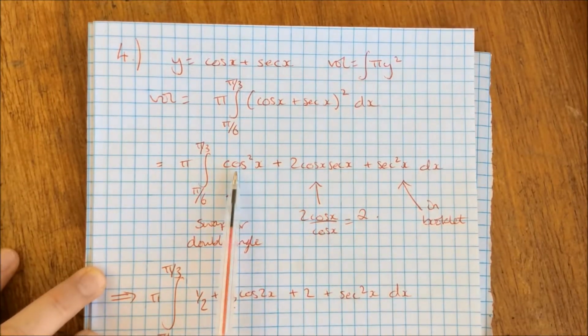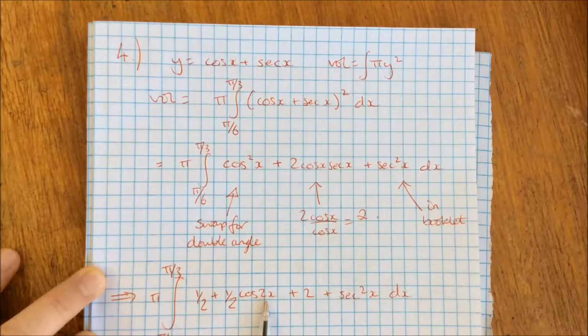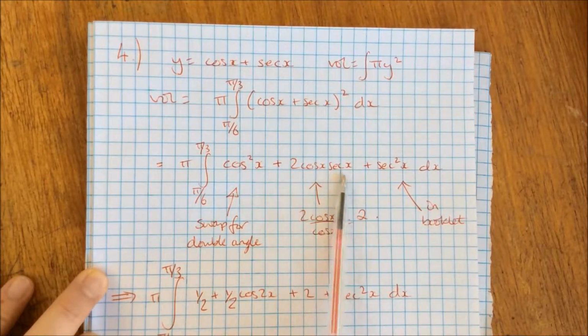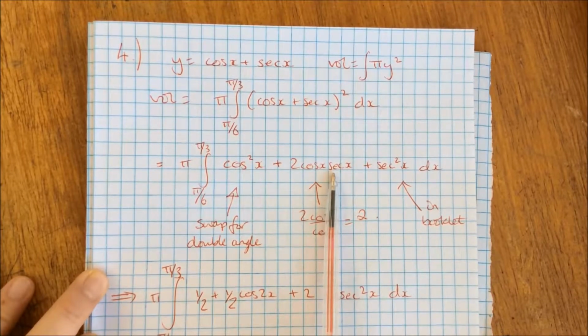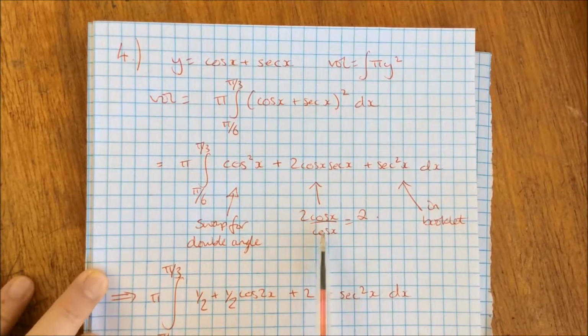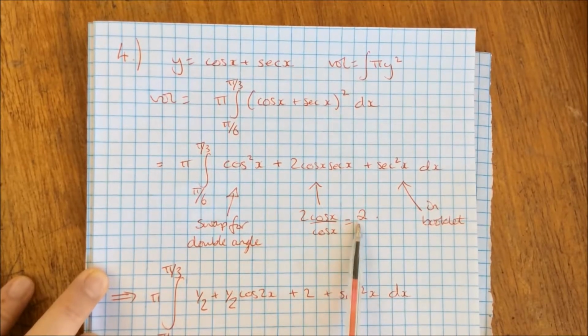Right. Integrating cos squared x, we're going to swap it for a double angle. Half plus half cos 2x, no problem there. This was the tricky bit you had to spot. Don't forget, sec x is just 1 over cos. So effectively, that's 2 cos x over cos x. The cosines cancel, and that just leaves a cheeky 2, which a lot of people didn't spot.